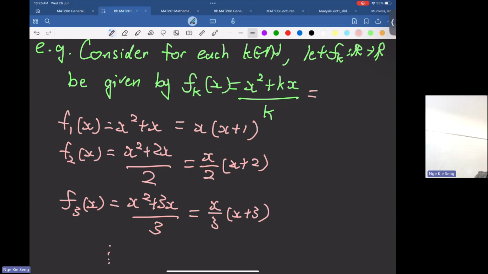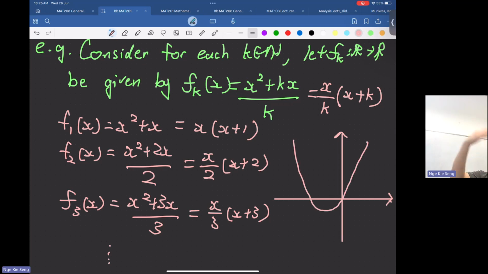So in general, you can find the roots. What are the general roots here? x over k times (x plus k). So what can you see here? What is the first root? The first root is always 0.